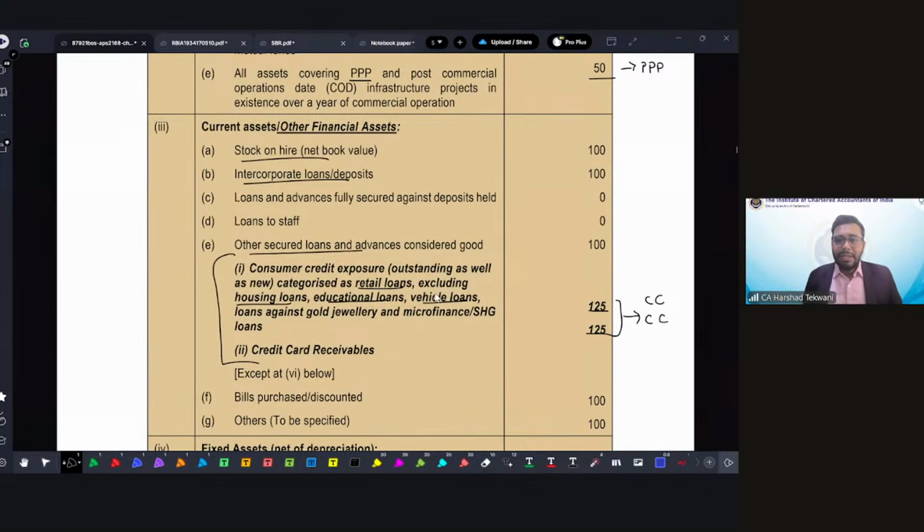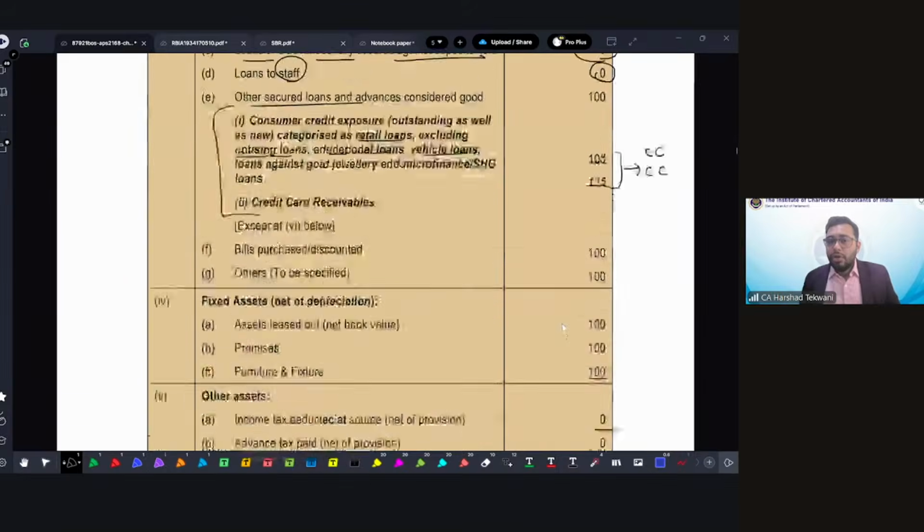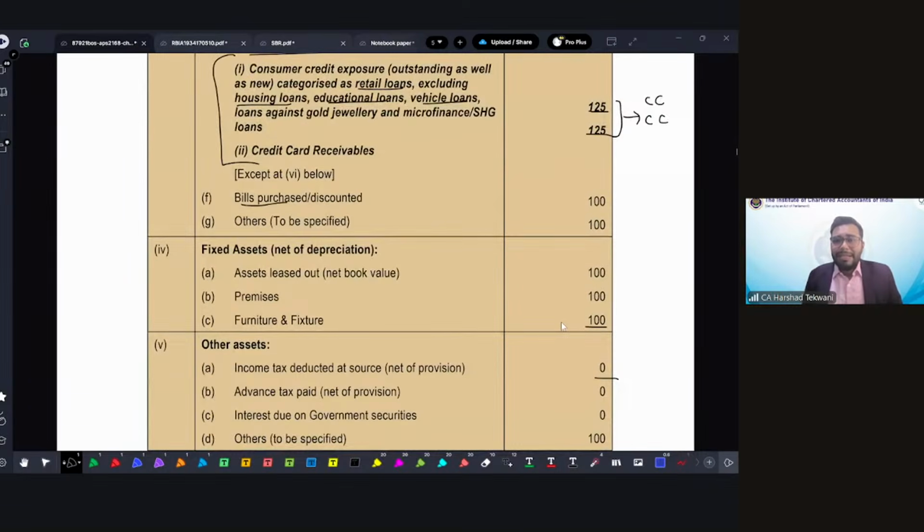Again, the name suggests loans and advances fully secured against deposit sales. It means you already have the money against that loan. What is the risk? It should be zero. Staff, zero. Then bill purchase 100, others again 100, asset lease out 100, premises 100, furniture fixture 100, everything is 100.